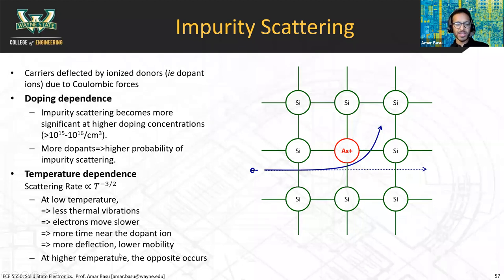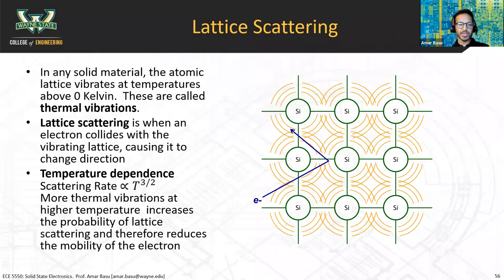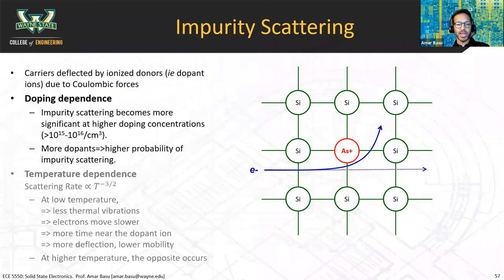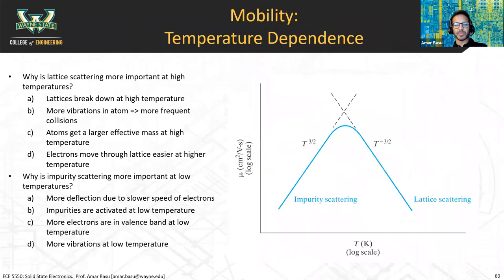So you get this interesting effect where, with lattice scattering, the scattering rate goes up as a function of temperature, more scattering at high temperatures. And with impurity scattering, you get more scattering at low temperatures. So you have these two different effects. I'm going to skip over this question here, and go to this one here just so you can see this temperature dependence.